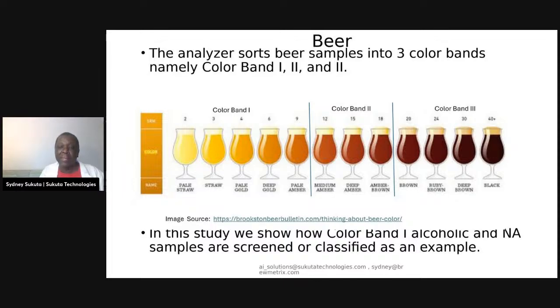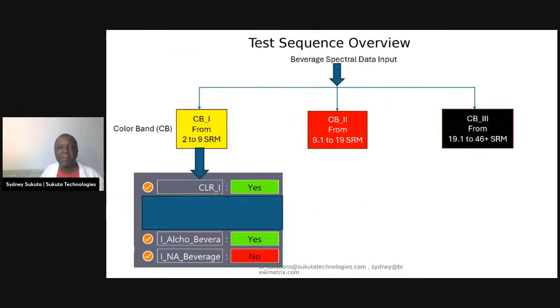Then after that, we focus on each color band, so we'll have a different algorithm, let's say for percent alcohol, for color band 1, a different algorithm or formula for color band 2 and 3, and so on and so on. Okay, so what we're going to show next is how this is applied, and we're going to focus on color band 1 for our example.